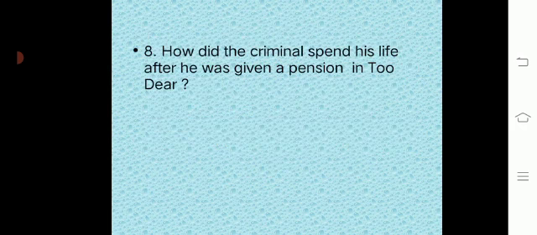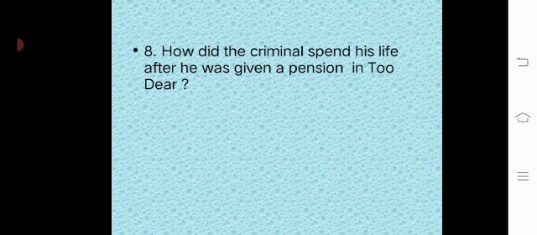Then, question number 8. How did the criminal spend his life after he was given a pension in Unit 2? So what did the criminal do? How did he spend his life after he took the one-third of his pension annuity and went away? What all did he do? You have to give an explanation here. So these are some questions of 4 marks.